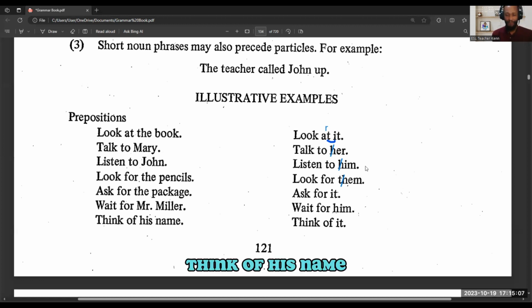Think of his name. Think of his name. Think of it. Think of it.